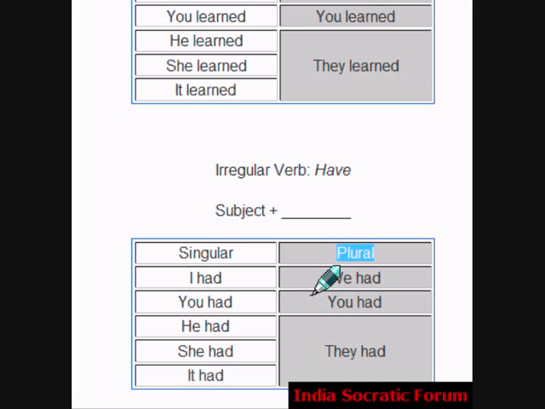Plural form. We have becomes we had. We is the subject. You is the subject. They is the subject. The rest are all the verbs. The past tense part of the verb. We had. You had. They had.